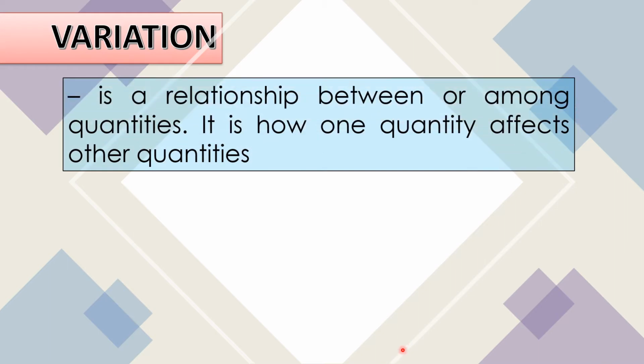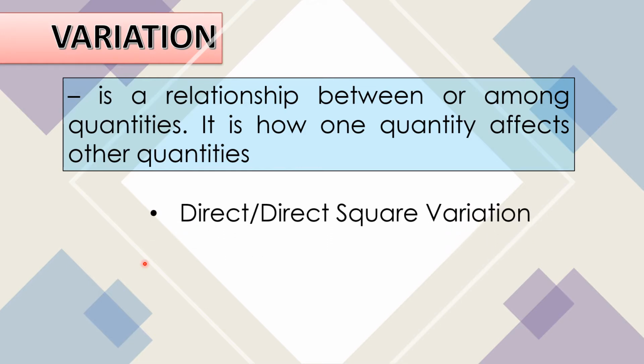So, ano ba ang variation? Ang variation daw is a relationship between or among quantities. It is how one quantity affects other quantities. So, we're talking about relationship of two or more variables. Okay. We have different types of variation.